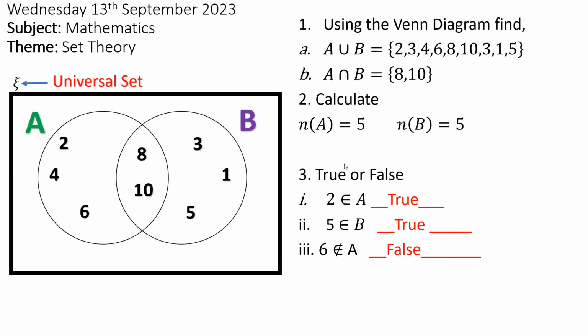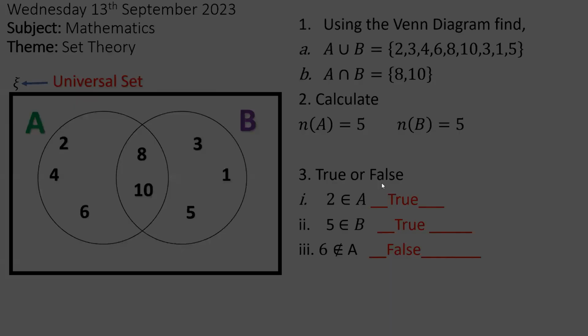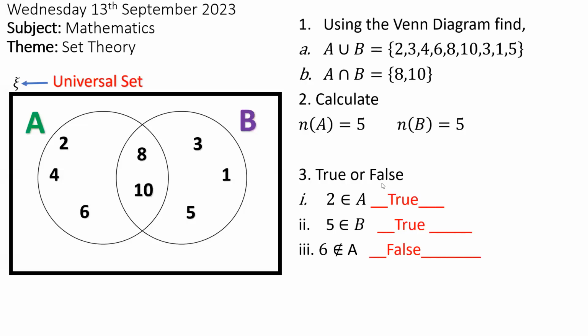All right, thank you. Okay, then we have number 3, which says that 2 is an element of A. Justin, why is 2 an element of A? Why do you think that 2 is an element of A, Justin? Justin Cash, are you there? Yes, sir. Because it's in the circle that is labeled A.